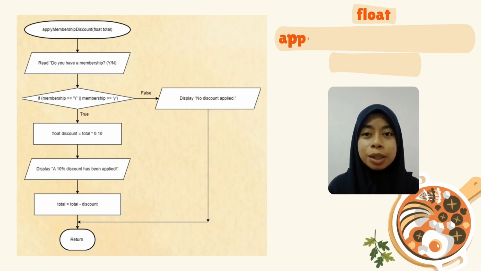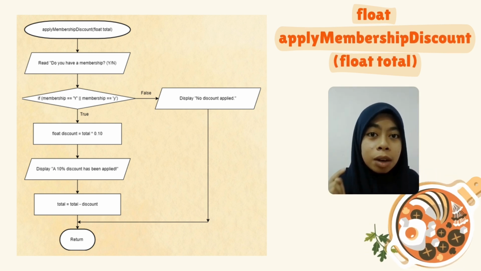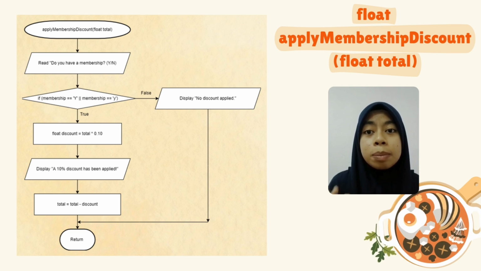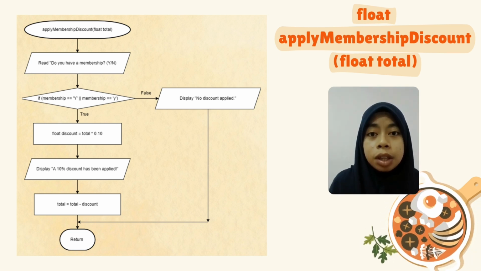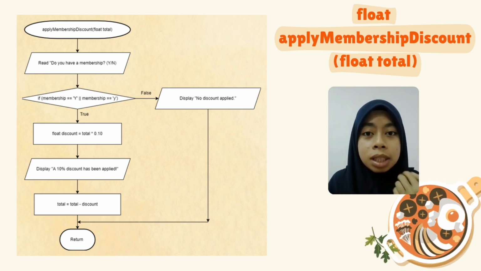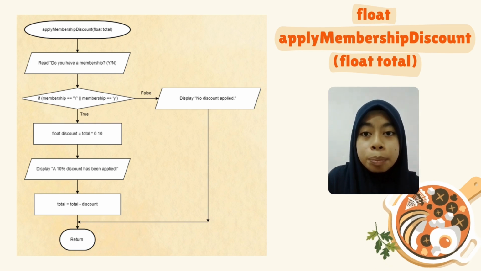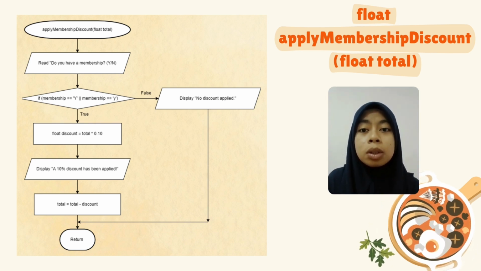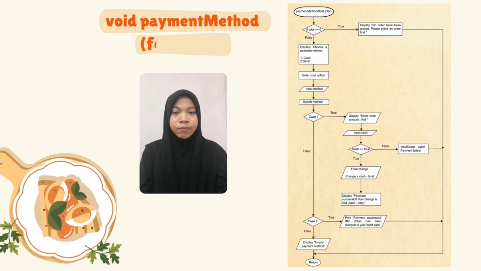The order is complete, the user can choose to view the bill by choosing option 4. Here is the apply membership discount function. The program will display the subtotal and ask whether the user has a membership to receive a discount. If the user has a membership, the program will apply a 10% discount to the total amount. If not, the original amount will be displayed without any changes. The program will then update the total amount to reflect the discount, if applicable. Next, we will continue with the flowchart for payment method function.